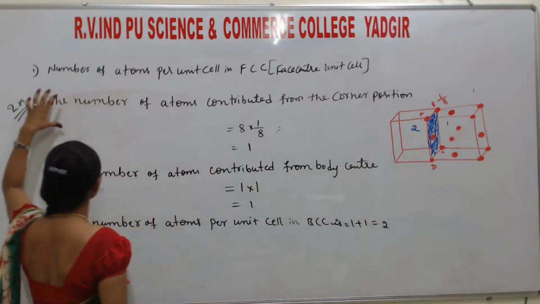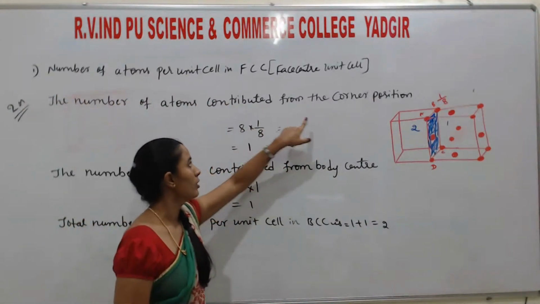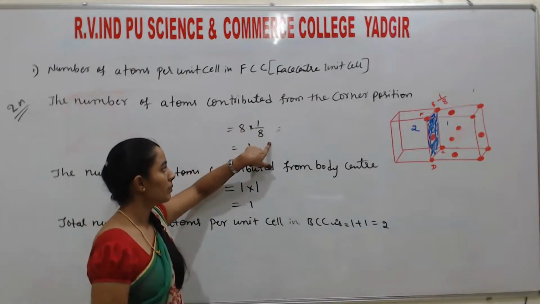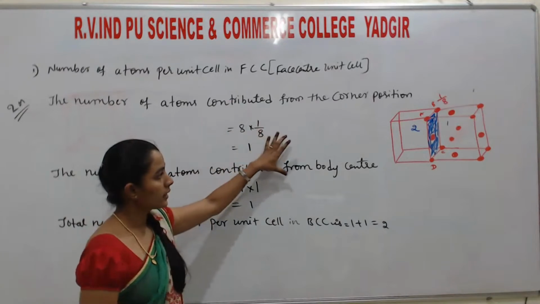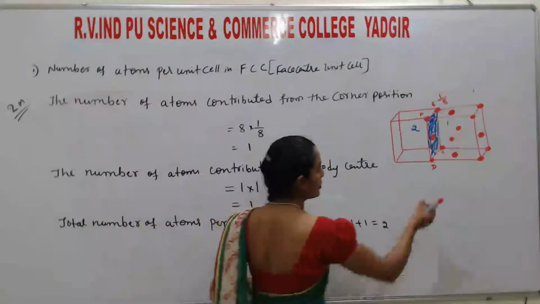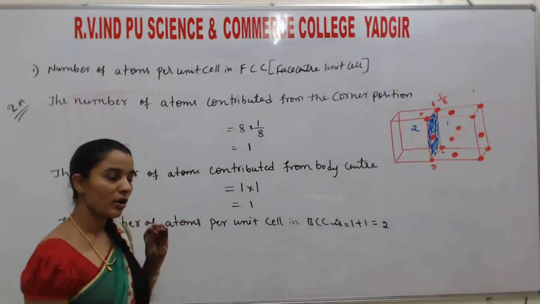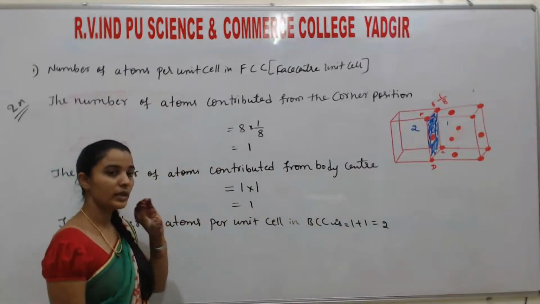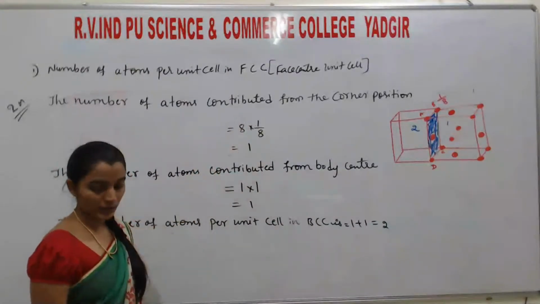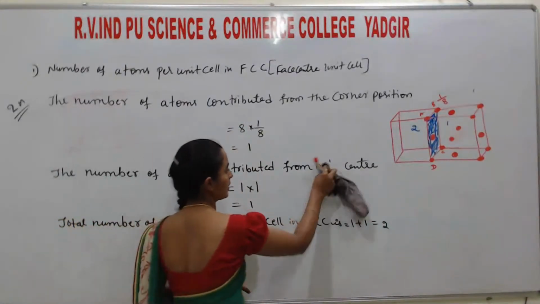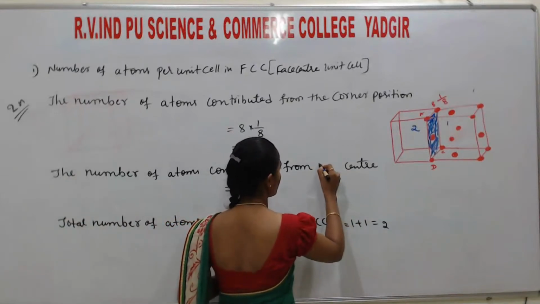The first sentence follows the same thing. The number of atoms contributed from the corner positions is 8 into 1 by 8 is equal to 1. Okay, that is fixed for all the unit cells because at corner positions, constituent particles are present. Okay, if we consider face center, here we are considering the number of atoms contributed from face center.